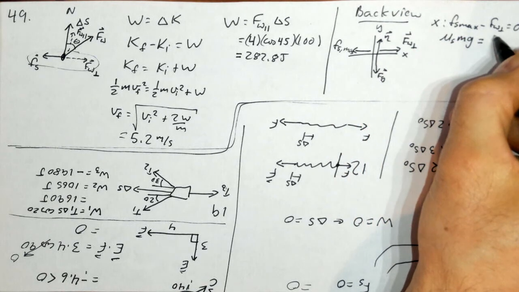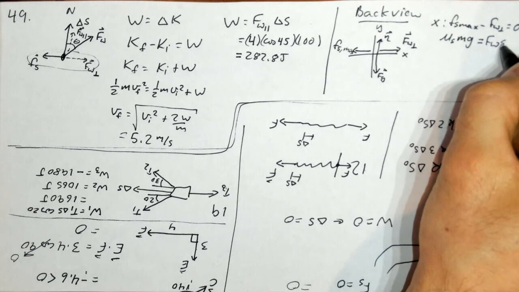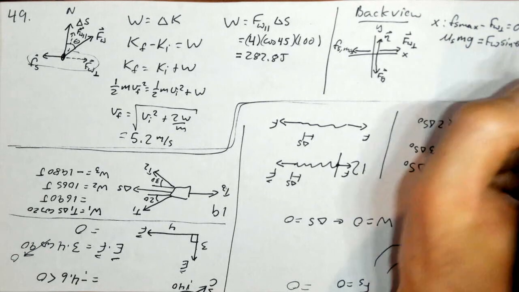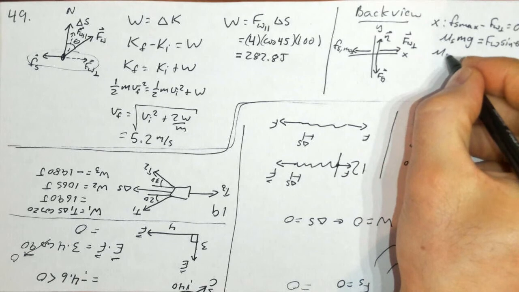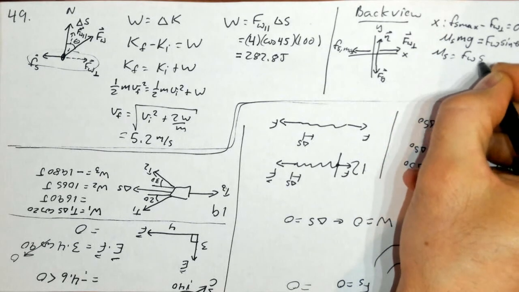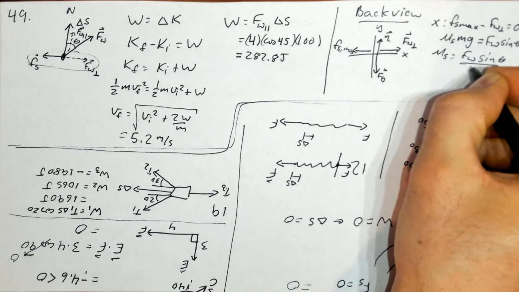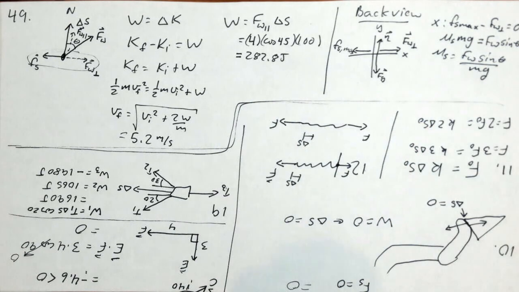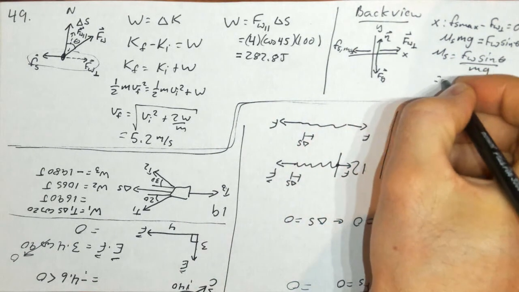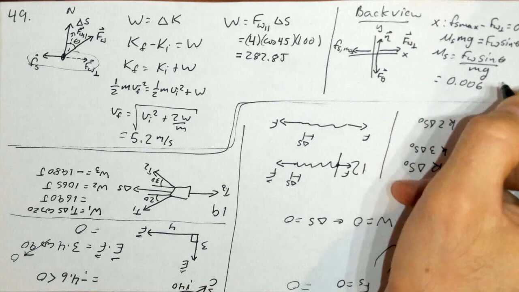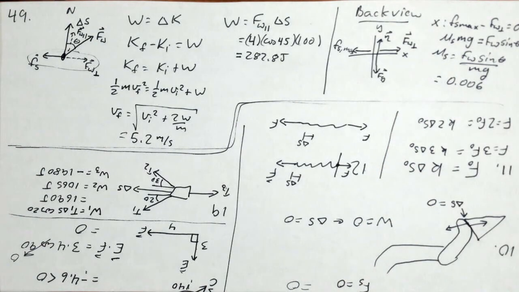So mu s times mg must equal F wind sine of theta. And therefore mu s equals F wind sine of theta divided by mg. If you do that, you get a really small number, which makes sense. This wind shouldn't be terribly strong, pushing a skater sideways. So it requires just a very little coefficient of friction to keep the skater from slipping sideways.